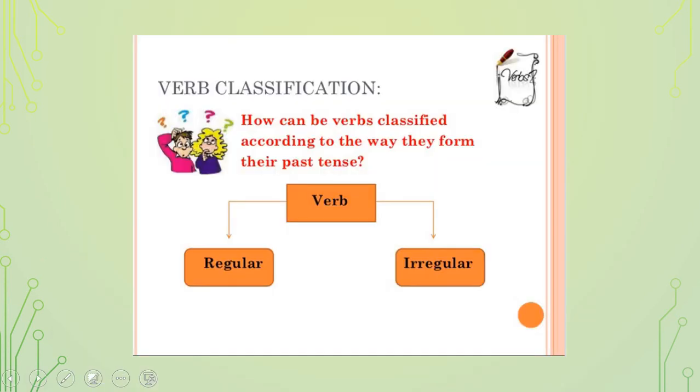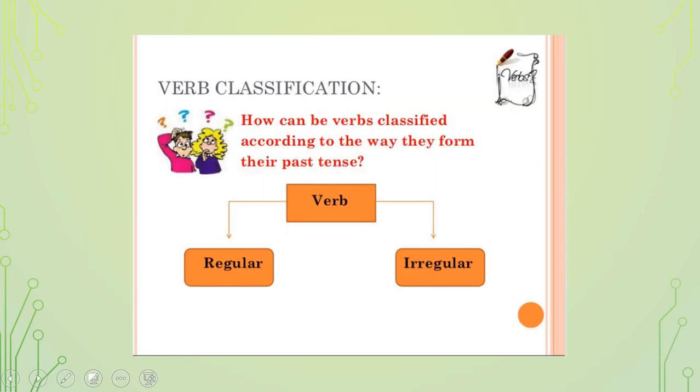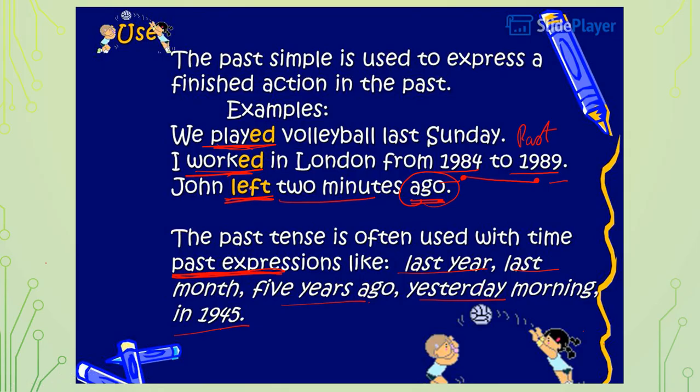Now, let's see. We saw how verbs are used here to denote the tense. Now we will see the forms of verb, the verb classification. How can verbs be classified according to the way they form their past tense? So, you read these examples of played, worked and left.